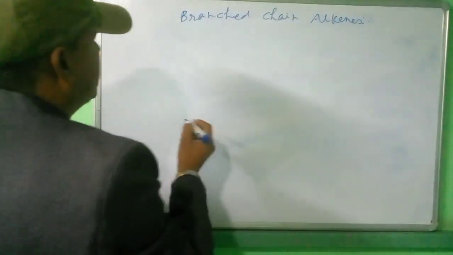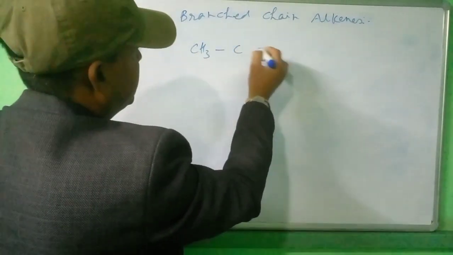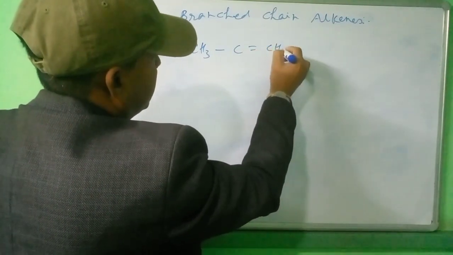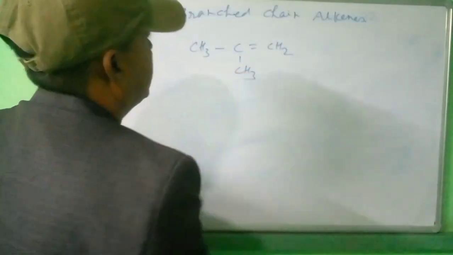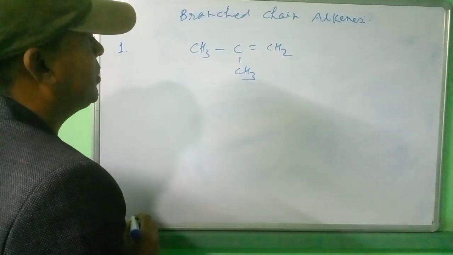Branched chain alkenes. Now at first, a compound like CH3 C double bond CH2, this type of compound. What is the IUPAC name of this given compound?